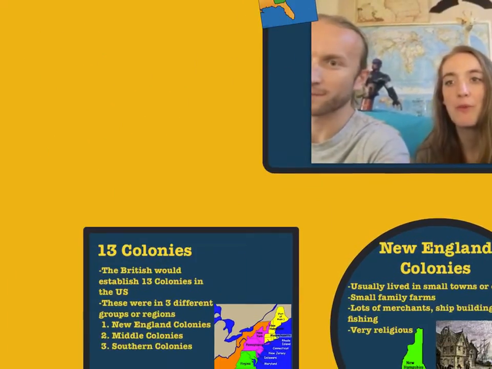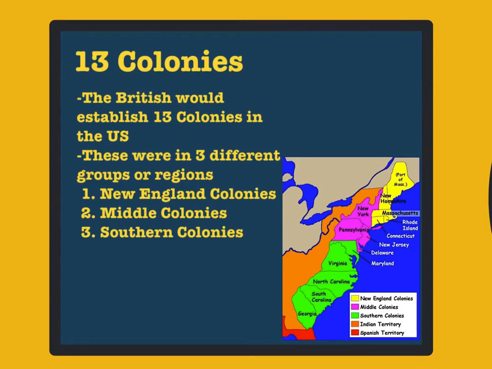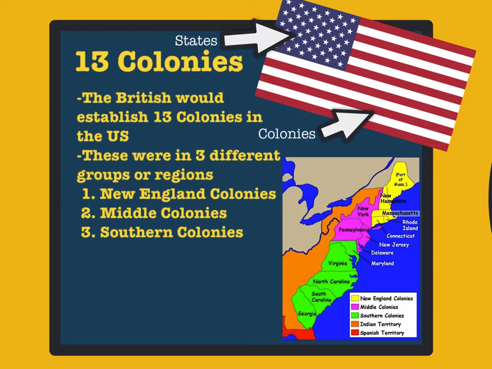All right. So to start off, there were 13 original colonies. There's a reason why the U.S. flag has 13 red and white stripes. It's because each represents one of the 13 original colonies of the United States. I didn't know that. I don't actually think I knew that about the stripes.